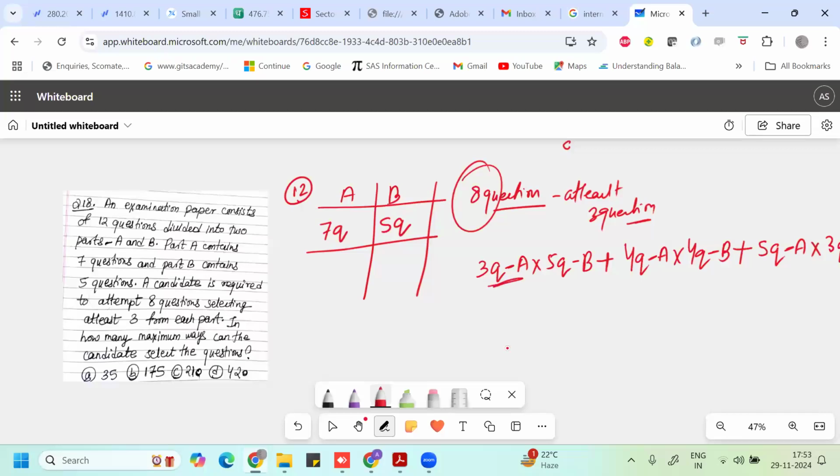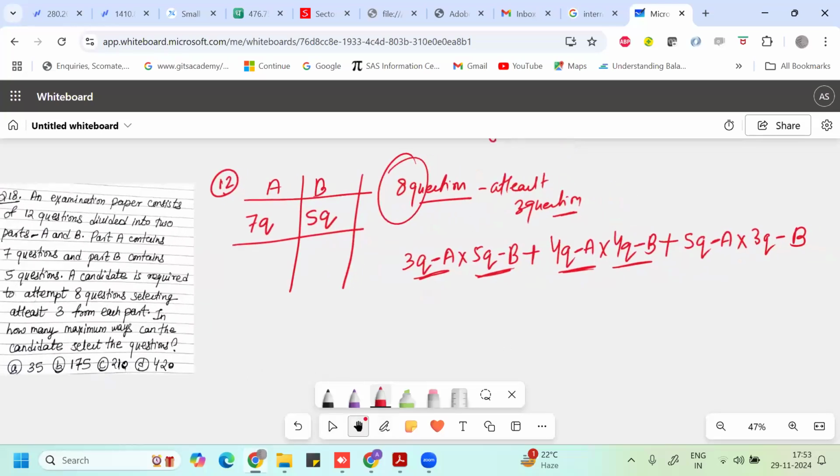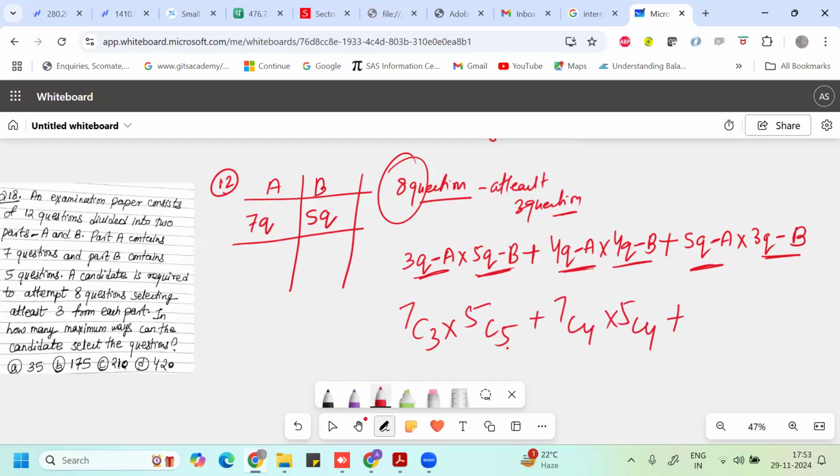Take 3 questions from part A and 5 questions from part B. Take 4 questions from part A, 4 questions from part B. Take 5 questions from part A, 3 questions from part B. So 7C3 into 5C5 plus 7C4 into 5C4 plus 7C5 into 5C3. In total you have to take 8 questions. You are getting it, everyone?